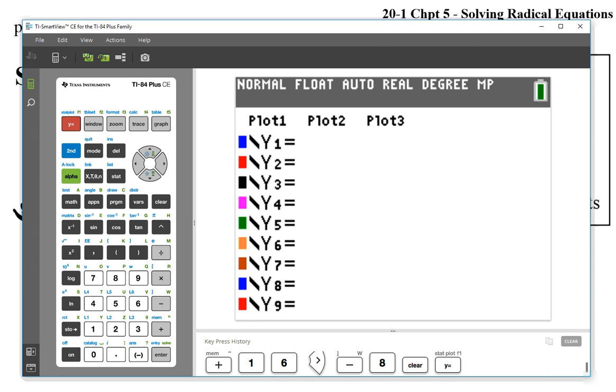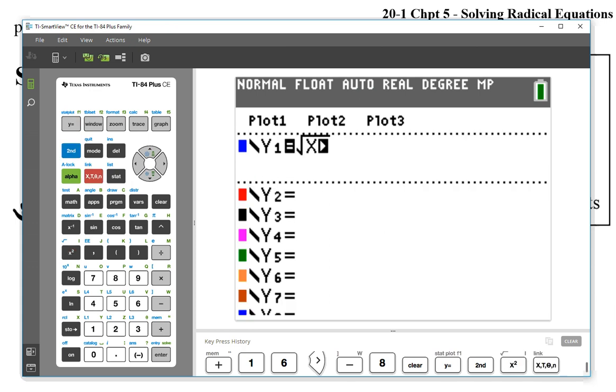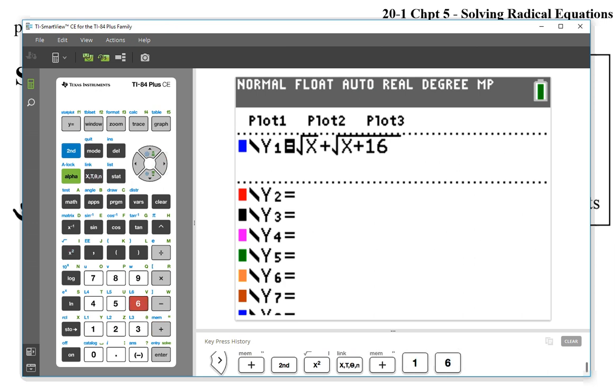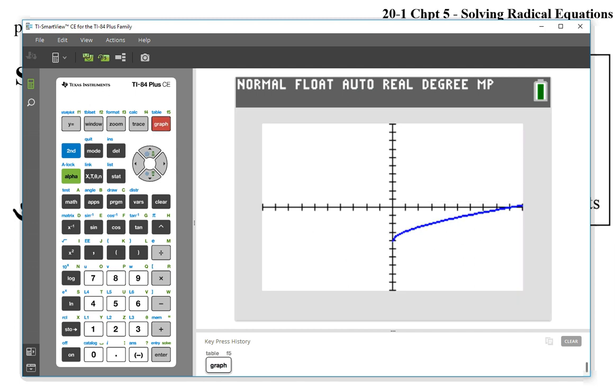Here we go. Now that we're in y equals, now we can go root x, leave the radical, add x plus 16, leave the radical, subtract the 8 so that everything's on the one side, which we had to do. Now we're going to graph that. Now again, we might have to change our window settings.